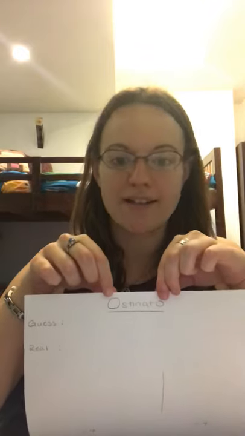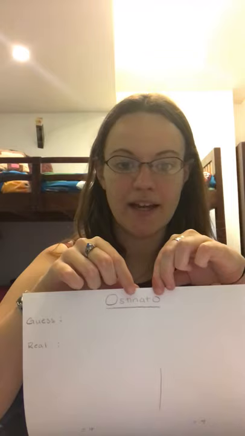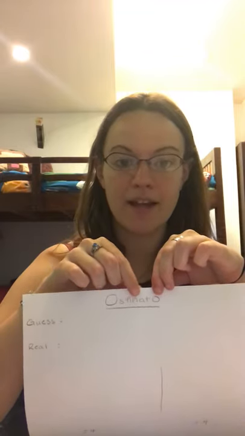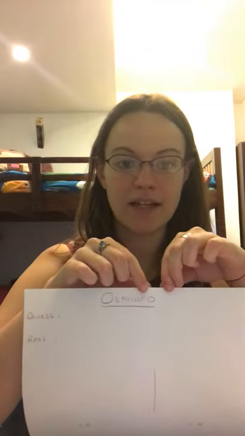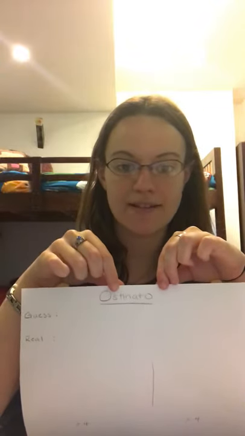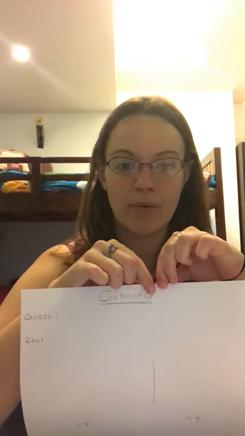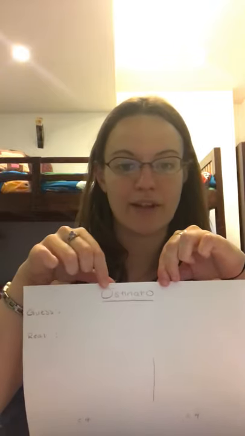All right, so you should have one piece of paper and a pencil that we're going to use today during class, okay? Now, at the very top of your paper, I want you to write the word ostinato, which is spelled O-S-T-I-N-A-T-O. Ostinato. I want you to write that at the very top of the page.